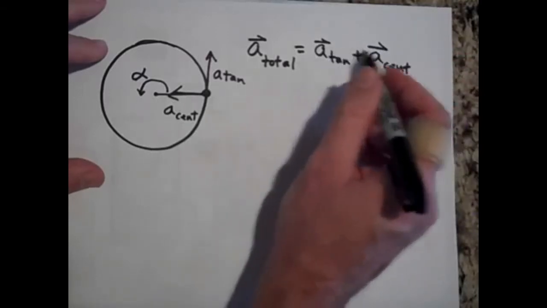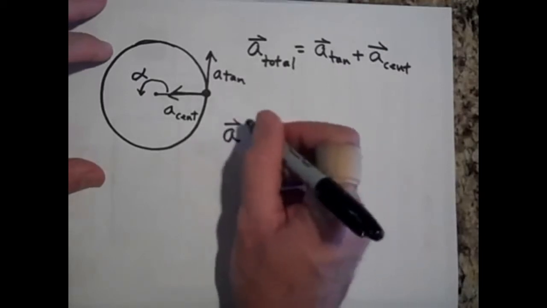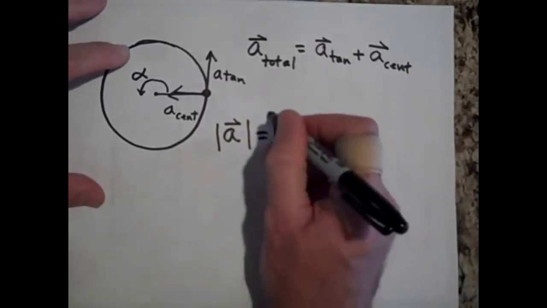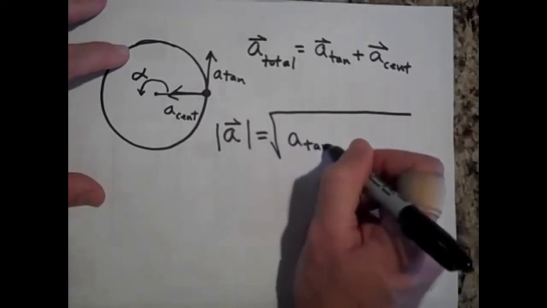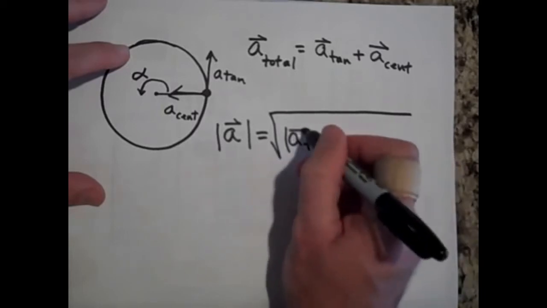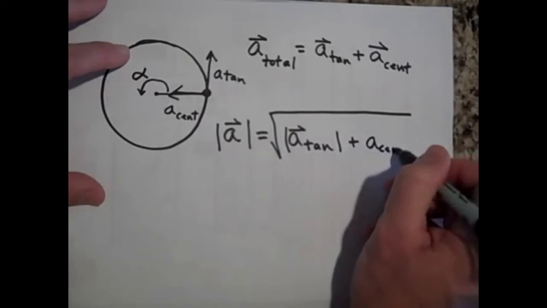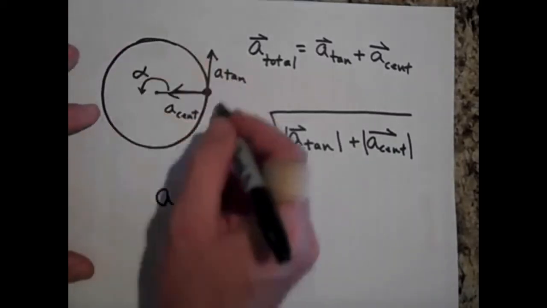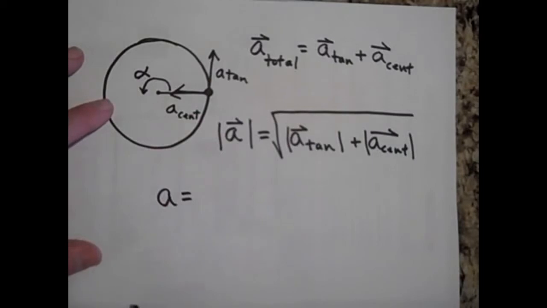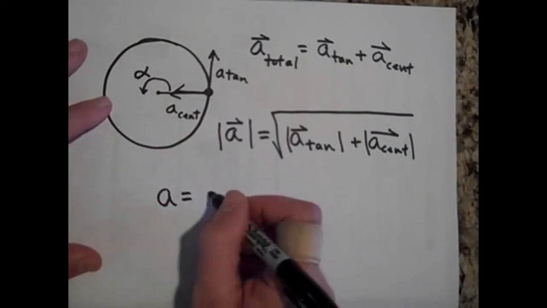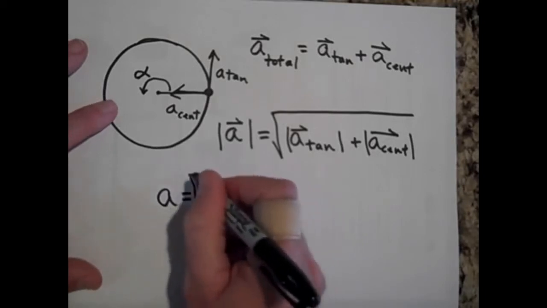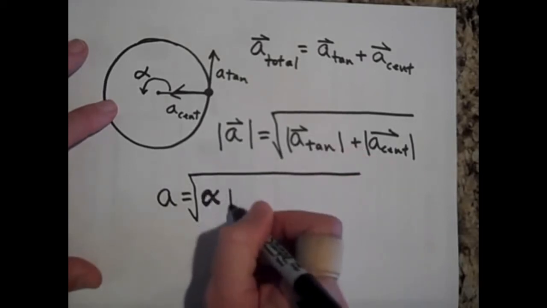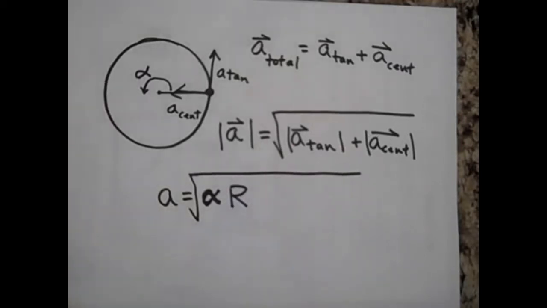Now, you can't just add those. Those are in different directions. But the magnitude of a, since these are at right angles always, will equal the square root of the magnitude of a tangent squared plus the magnitude of a centripetal squared. So the total acceleration of something that's gaining more and more omega: the tangential acceleration will be alpha times R. That's this one.